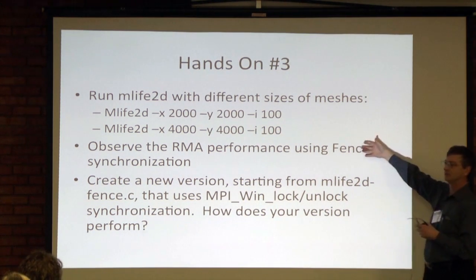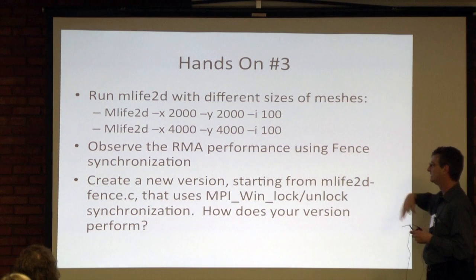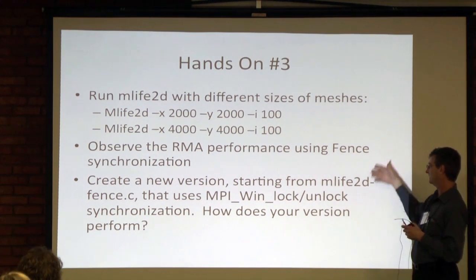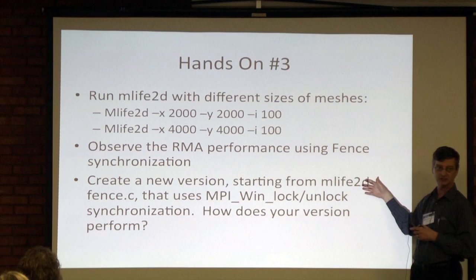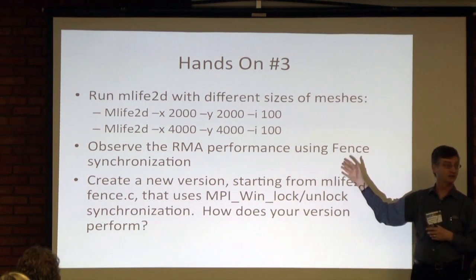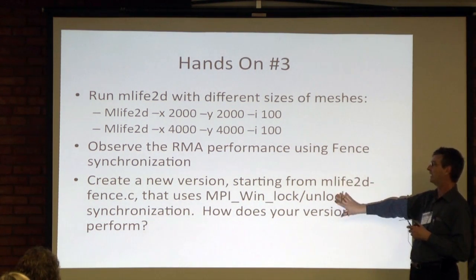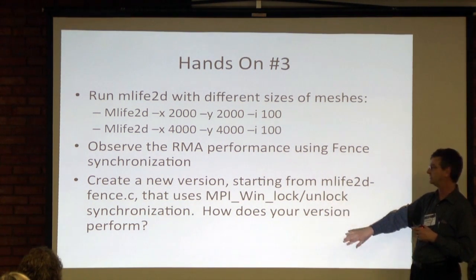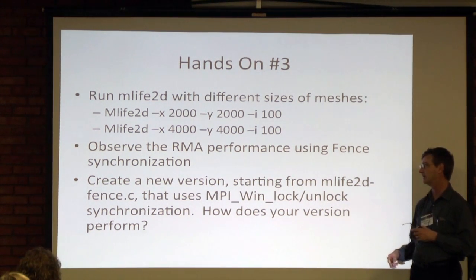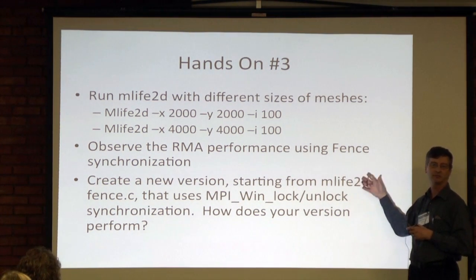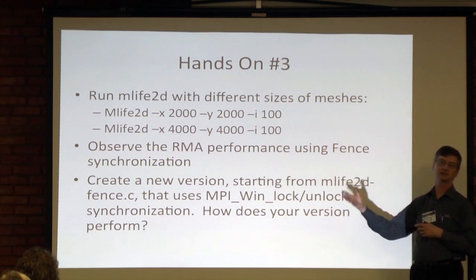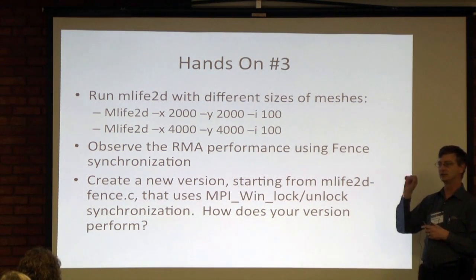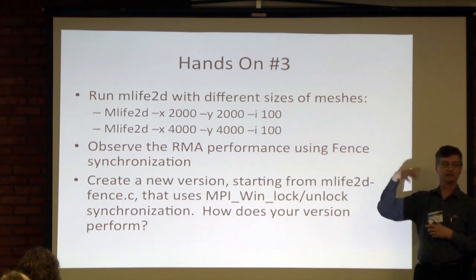You can run that, observe what we just showed for fence, and then you can take the fence example, which has all of the grubby stuff needed to set up the windows, and you can just ignore that because you can just use it. Change it from using fence to using win lock and unlock, and then see how that performs. So add that as a 6th exchange method into the Mlife2d main program, and then run the whole thing together.